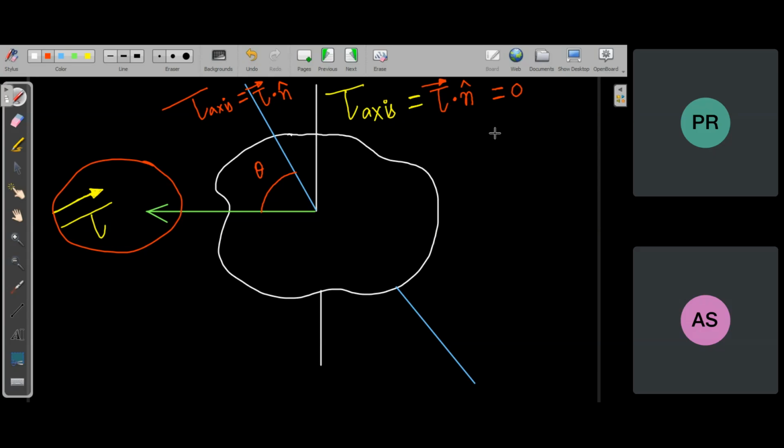Keep asking your doubt. Sir, I'm not getting the three-dimensional exact clarification.